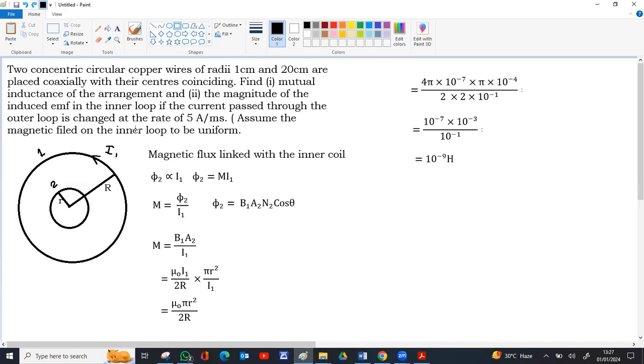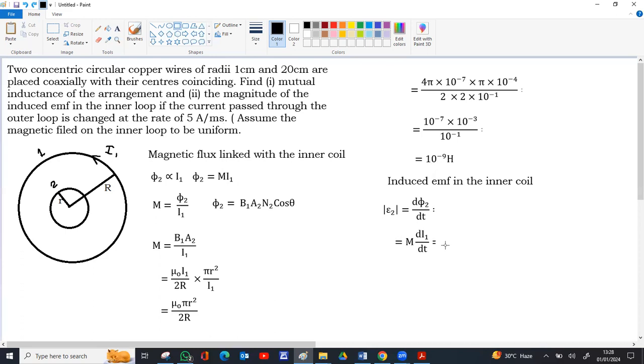Now for the induced EMF, Faraday's law: the induced EMF in coil 2, E2, is equal to d phi 2 by dt. Phi 2 is equal to M times I1. Since M is constant, M can come out of the differentiation. So E2 equals M times di1 by dt. M is already calculated as 10 raised to minus 9 Henry. For di1 by dt, they have given the current in the outer loop: di1 by dt is 5 ampere per millisecond.